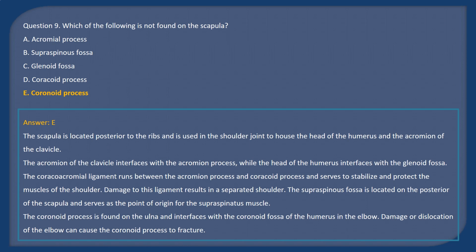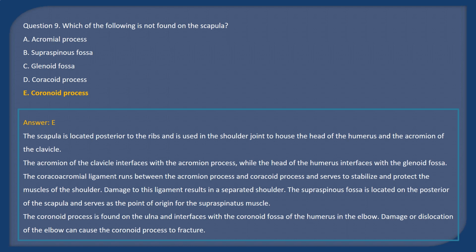Answer E. The scapula is located posterior to the ribs and is used in the shoulder joint to house the head of the humerus and the acromion of the clavicle. The acromion of the clavicle interfaces with the acromion process, while the head of the humerus interfaces with the glenoid fossa. The coracoacromial ligament runs between the acromion process and coracoid process and serves to stabilize and protect the muscles of the shoulder. Damage to this ligament results in a separated shoulder.